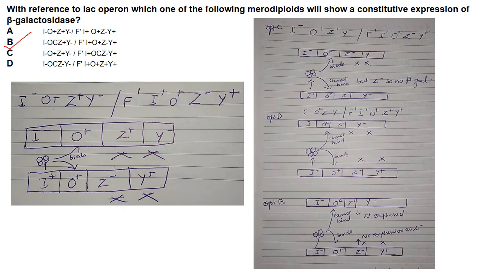Then next one. With reference to lac operon, which of the following merodiploids will show constitutive expression of beta-galactosidase? Now before coming to the question, I will tell you that there is something called as OC. OC is a mutation in the operator sequence and prevents the repressor from recognizing and binding to the operator sequence. And OC mutants, lacZ, Y and A, are expressed constitutively. That is, whether lactose is present or not, lacZ, Y, A, that is the structural genes, will be expressed.